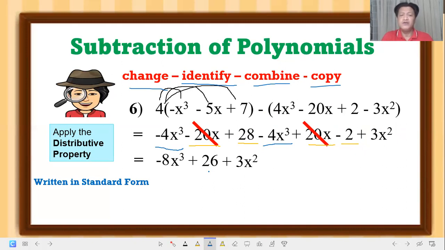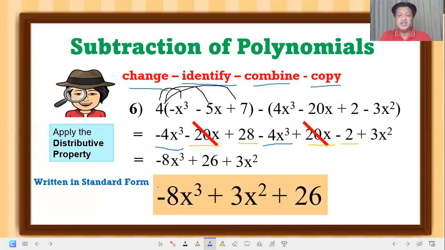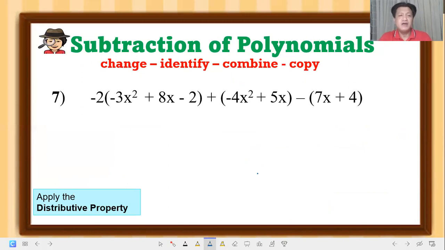Remember, when we say standard form, naka-descending po yung kanya exponent. So, i-arrange natin, that is negative 8x cubed plus 3x squared plus 26. Remember, pag in-arrange natin or write in standard form, hindi magbabago dapat ang sign nila. Okay. And for number 7, I have here negative 2 times negative 3x squared plus 8x minus 2 plus negative 4x squared plus 5x minus 7x plus 4.